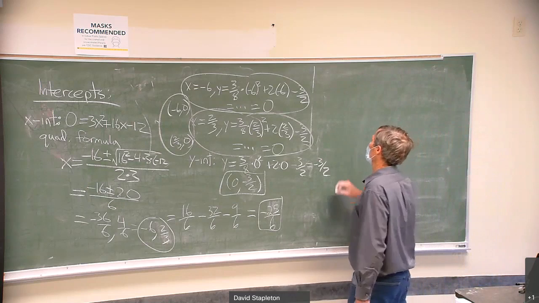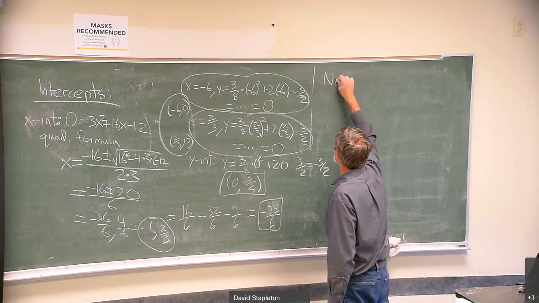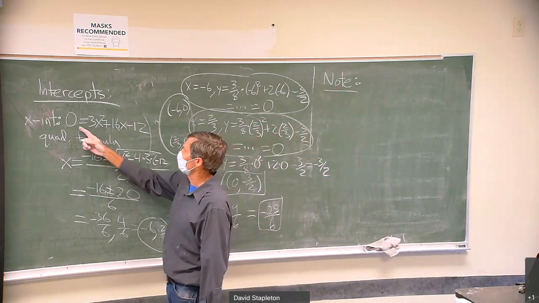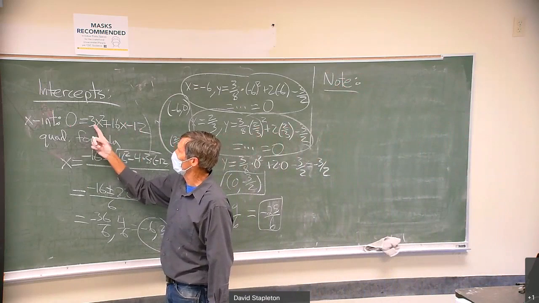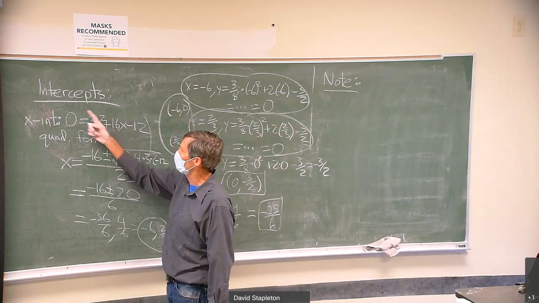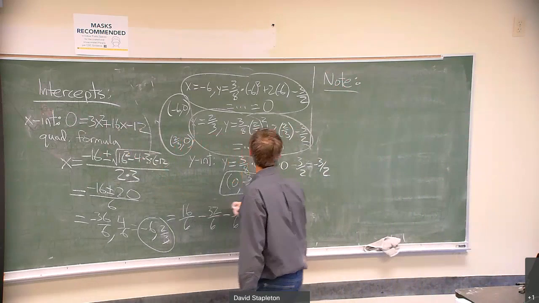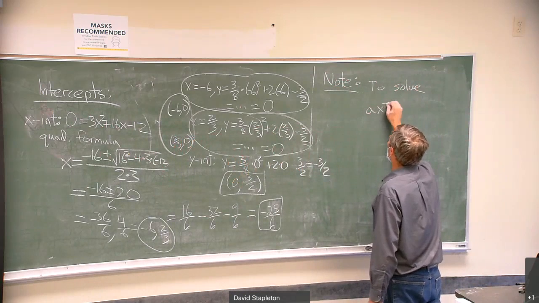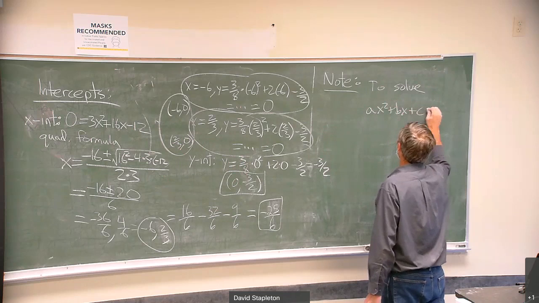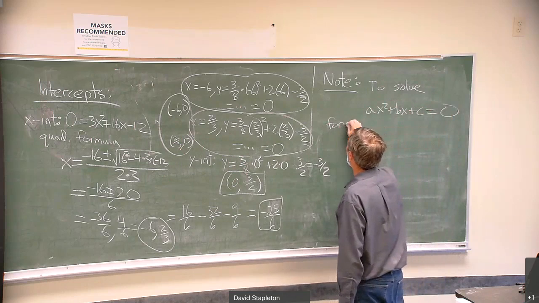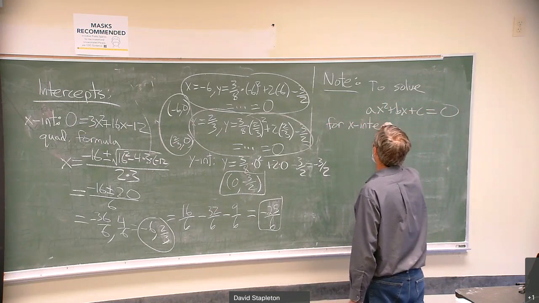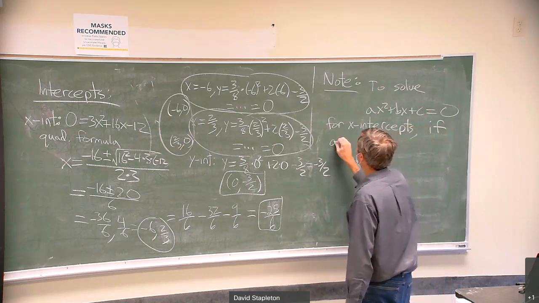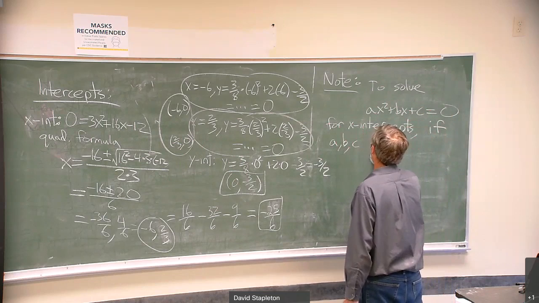This doesn't have to do so much with parabolas, but note, when you go to solve for the x-intercepts, you always get a quadratic equation, right? You put y equals ax squared plus bx plus c. To find the x-intercepts, you put y equals 0, and you get a quadratic equation. To solve ax squared plus bx plus c equals 0 for the x-intercepts, we get an interesting result if a, b, and c are rational.